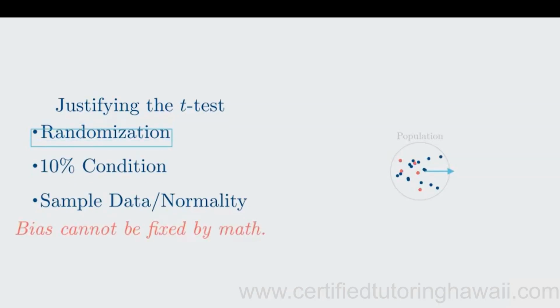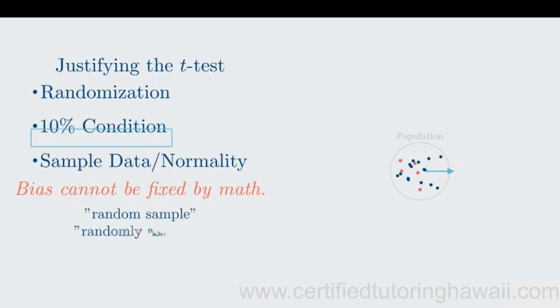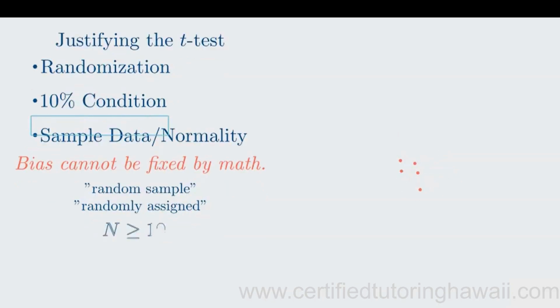If the data isn't representative of the population, our results will be biased, and no amount of math can fix that. When writing your justification, look for phrases in the problem like, a random sample was taken, or subjects were randomly assigned to treatments. The second is the 10% condition.